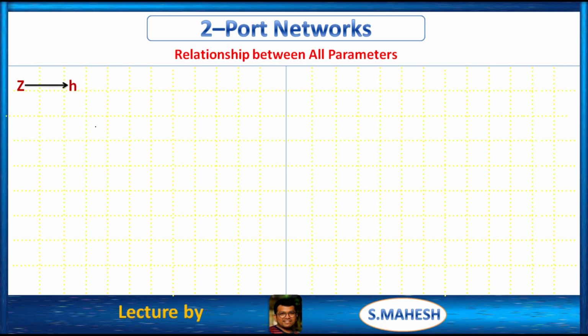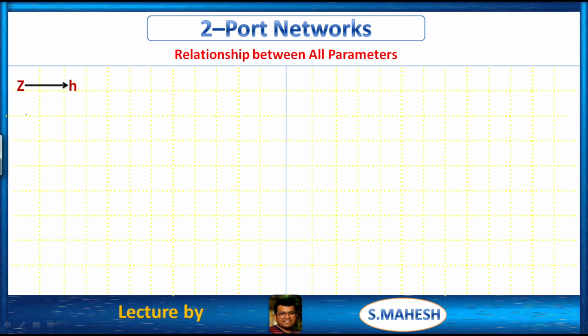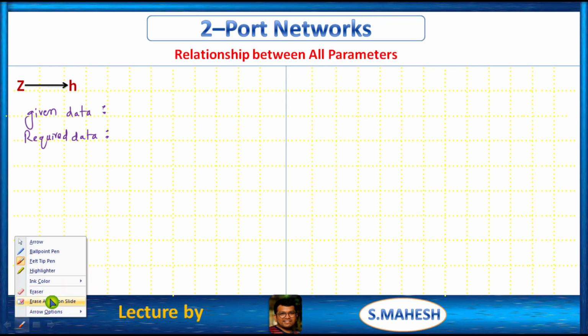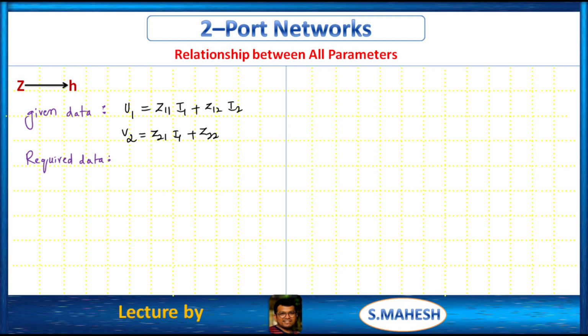Next, we have to get the data of H parameter representation from Z parameter representation. First, you have to write the governing equations of given data as well as required data. So here the given data is Z parameters and the required data is H parameters. What are the governing equations for the given data? That is V1 is equal to Z11 I1 plus Z12 I2. That's it. Like that, V2 is equal to Z21 I1 plus Z22 I2, completed.